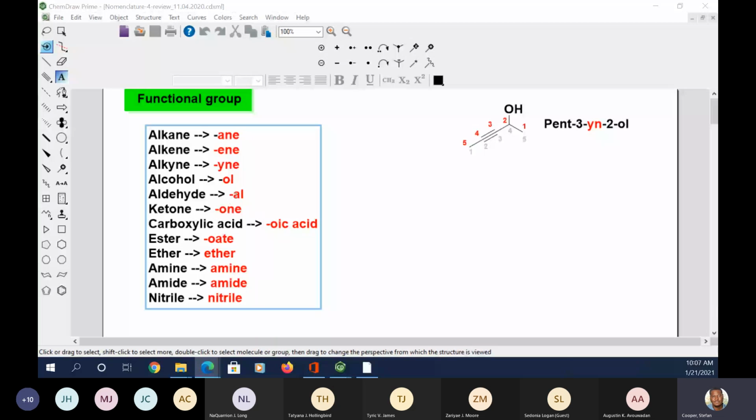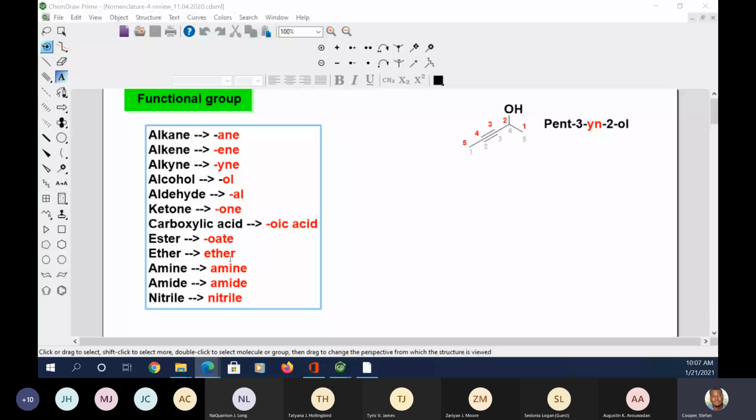All right. The ending AL is dealing with aldehydes. Okay. ONE is dealing with ketones. OIC acid is what we use for carboxylic acids. All right, we use this OATE for esters. We'll talk about this here. There's something else that needs to be added with esters. We'll get into that a little bit later. All right, ether has the word ether. So if I'm dealing with dimethyl ether, we just call it dimethyl ether.